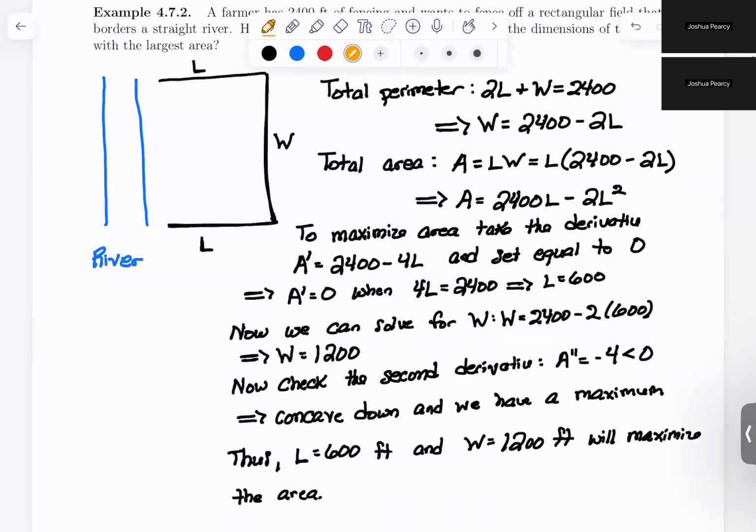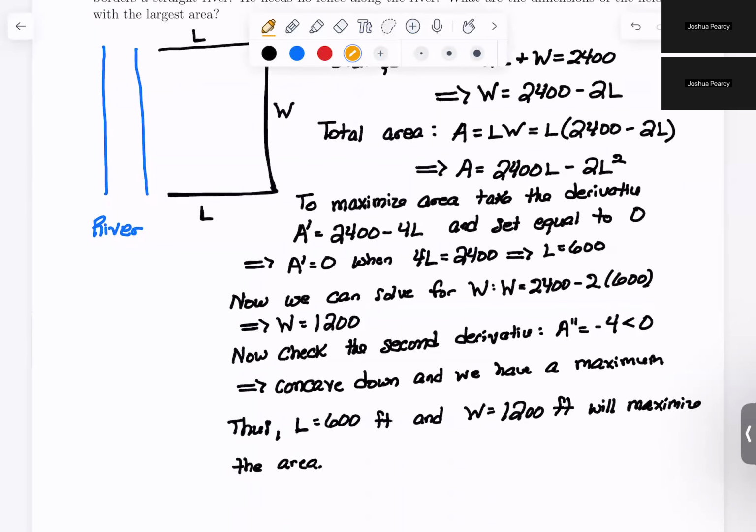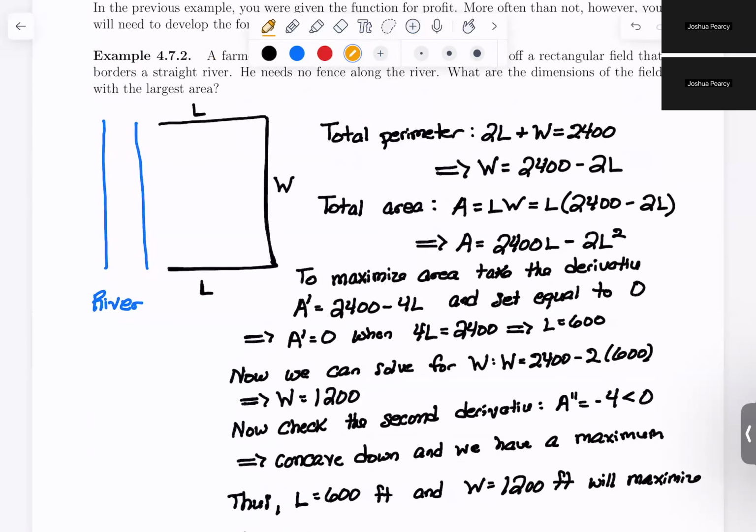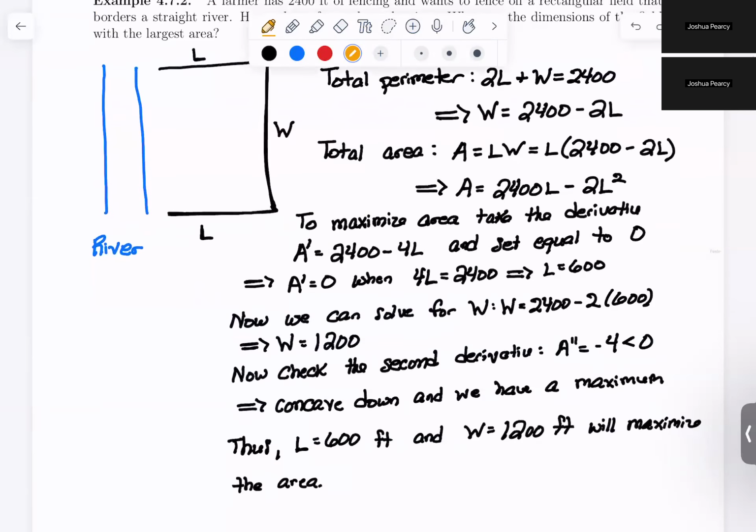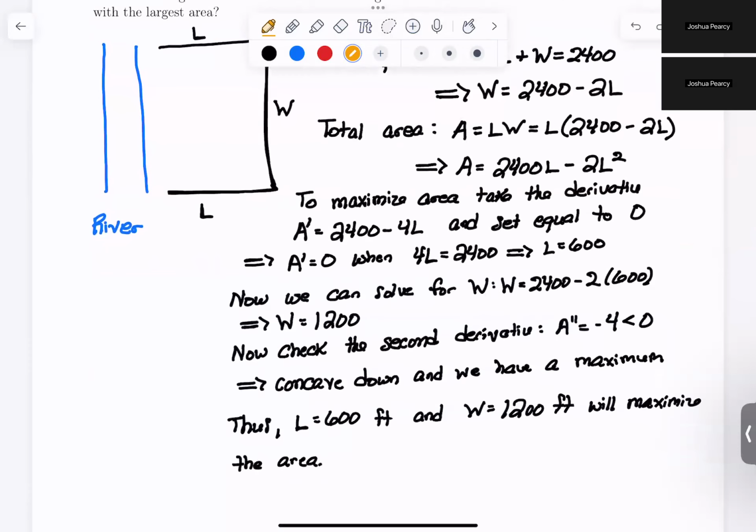So we need an equation for the area of this field. The area is equal to the length times the width. But up here, we already have the width in terms of the length, so we substitute that in. Whenever we do that, we end up with the area is equal to 2,400L minus 2L squared.